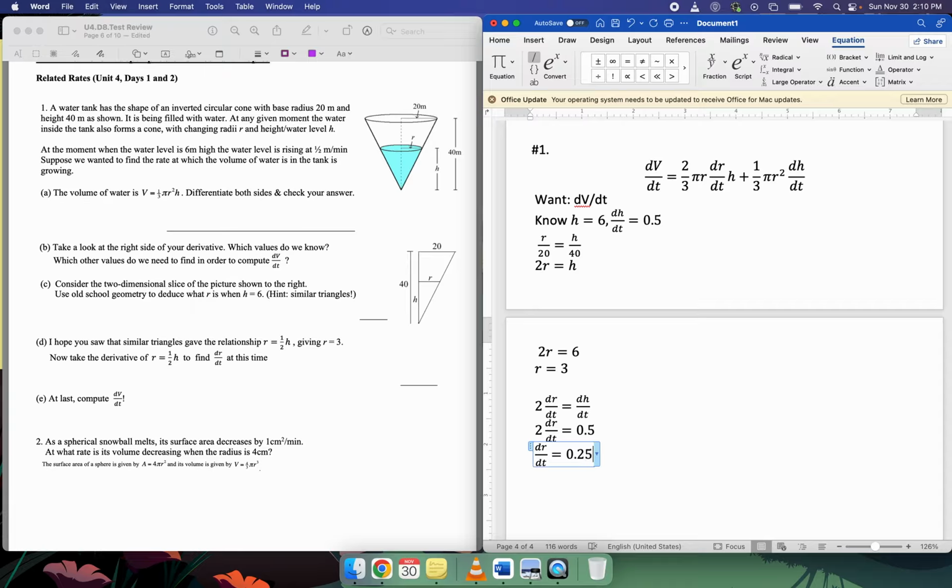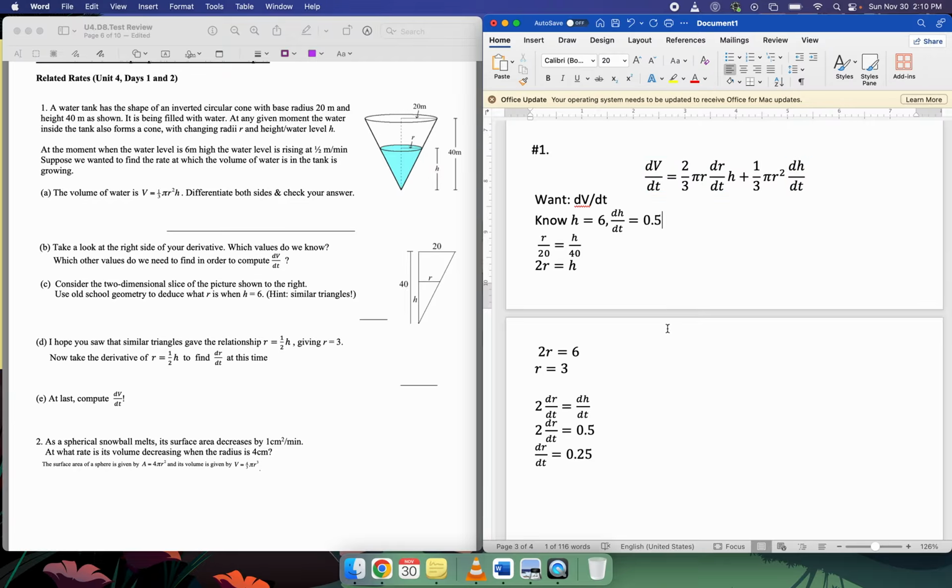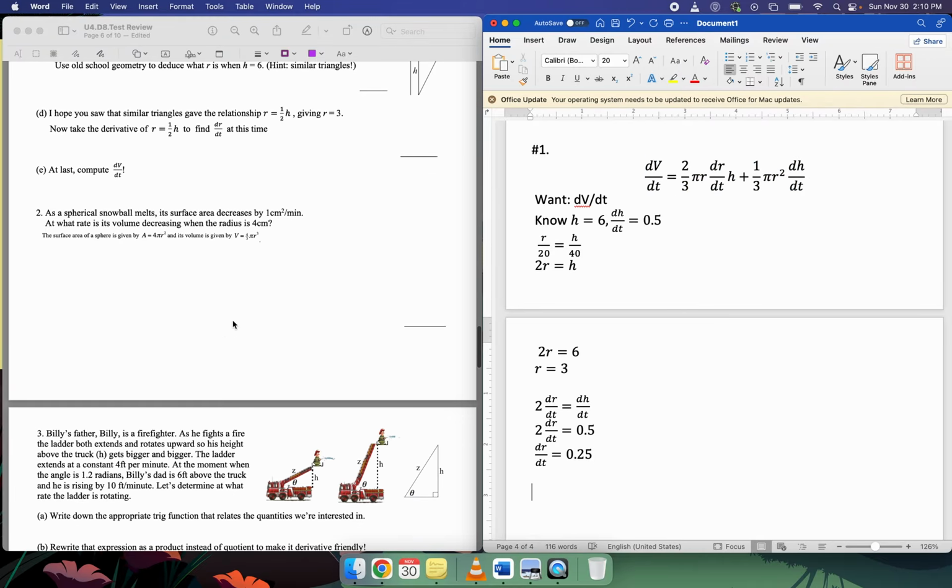Okay, so with that, we know everything else, right? We want dV/dt. That's 2/3 pi r. Do we know what r is? Yep, it's 3. Do we know what dr/dt is? Yep, it's 0.25. Do we know what h is? Yeah, it's 6. And dh/dt we know is 0.5. So now it's just a matter of plugging all those things in. So that's number 1. I'll let you do the rest.